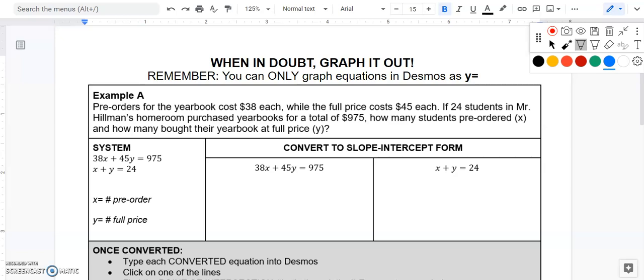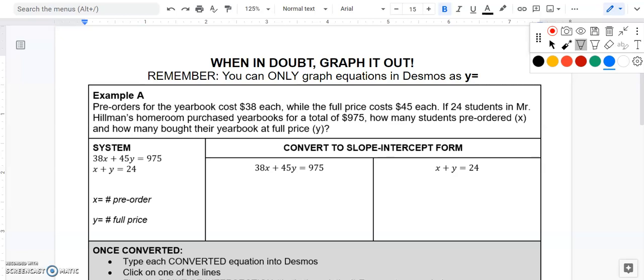Pre-orders for the yearbook cost $38 each. The full price costs $45 each. If 24 students in Mr. Hillman's homeroom purchased yearbooks for a total of $975, how many students pre-ordered (x) and how many students bought their yearbook at full price (y)? All right, so we have our system: 38x plus 45y equals 975. That's how we get the money, right? And then x plus y, pre-orders plus full price, equals 24 students altogether.